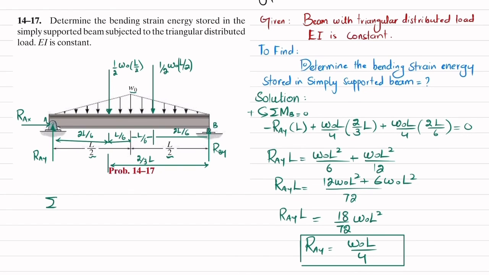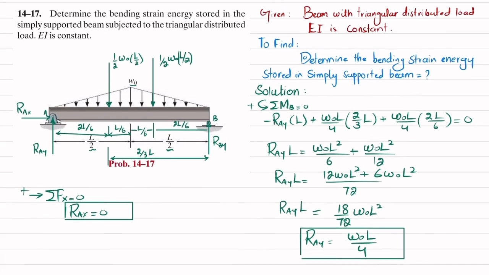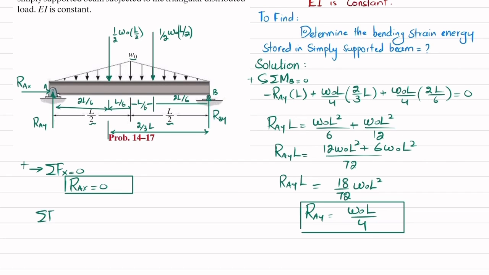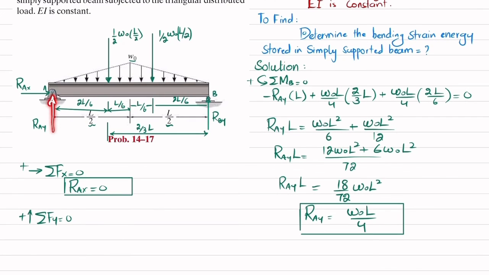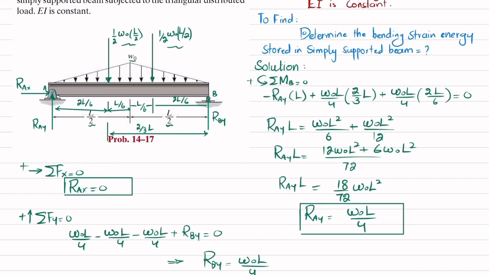Now we can find RAX by using sum of all forces along x direction must be equal to 0, and force toward the right side is positive. Only one force RAX is acting, there is no other force, so it means that RAX is 0. Now we'll find RBY by using the third equation of equilibrium, that sum of all forces along y direction must be equal to 0, and upward force is taken as positive. So RAY, which is acting upward, that is W naught L over 4, minus W naught L by 4, minus W naught L over 4, plus RBY is equal to 0. So from here, RBY is equal to W naught L over 4.